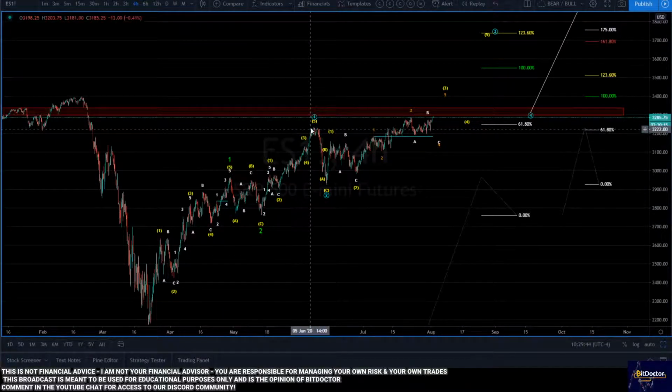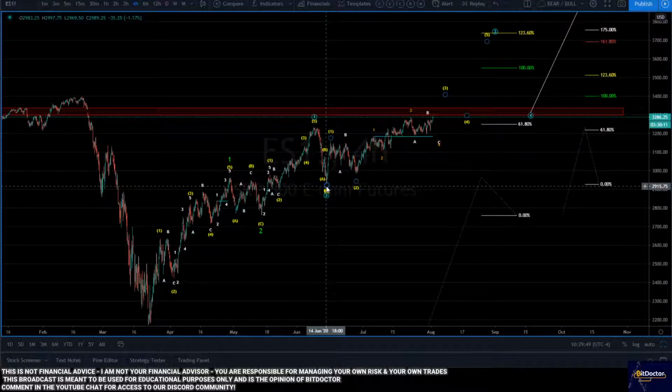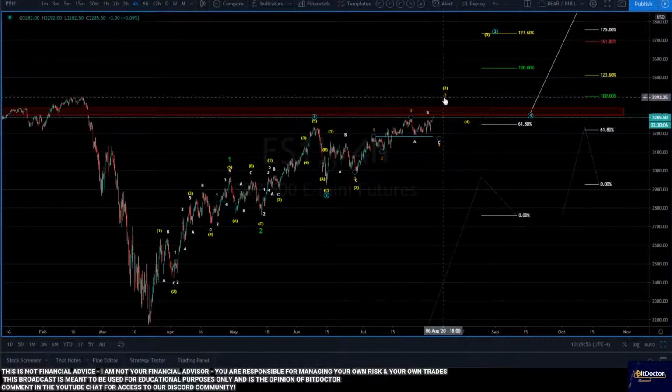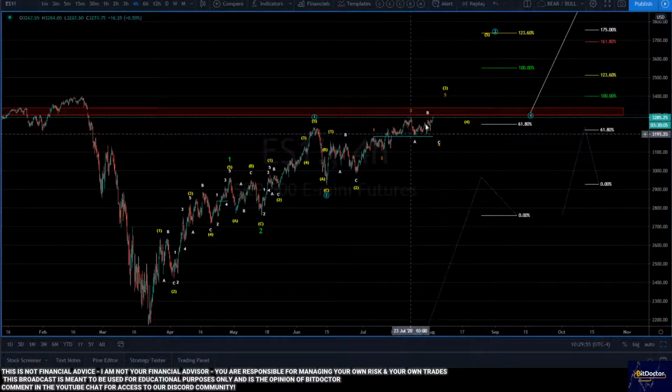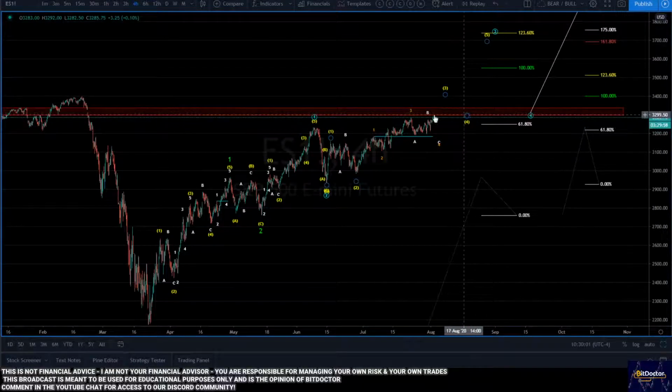We have 5 waves up into the 1, go down here into the 2, 3 waves down into the 2. Then it looks like we do have a 1, 2. We're working on the 3, right? We're working on the 5th move of the 3rd and coming down here for the 4, which is probably going to retest these highs right here.